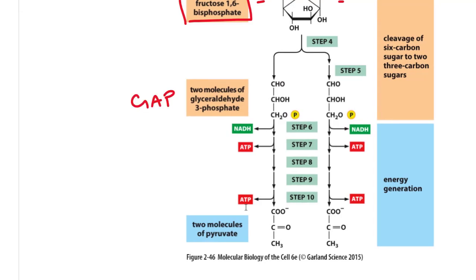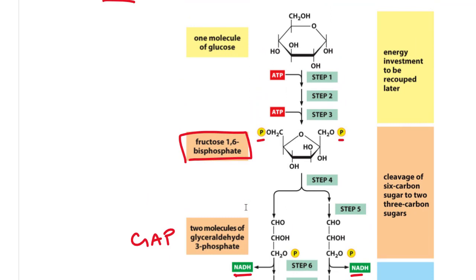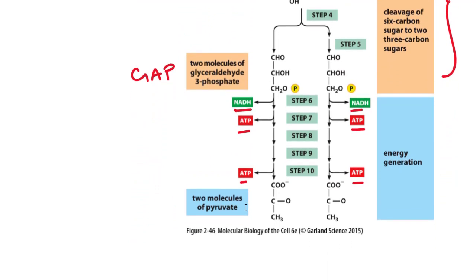So you get 2 GAP molecules, then these 2 GAP molecules start to produce ATP. You have steps 6, 7, 8, 9, 10. You get 1 NADH per GAP molecule, and 2 ATP. But since you are doing this twice, you get 2 NADH molecules and 4 ATP. And that leads to a net of 2 ATP overall. So there's an energy investment phase here where ATP is used. You have the cleavage, and then you have the energy generation steps.